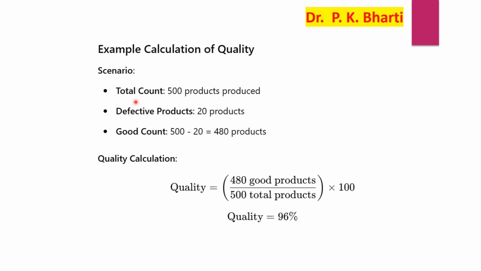Similarly, we can see the example calculation of quality here. Suppose in a production process, total counts produced are 500 products. Defective produced are 20 products. Good count is 500 minus 20, that is 480 products are good products or acceptable products. Now quality will be good count upon total count, that is 480 upon 500 into 100, that is quality is 96%. Means 96% of the items meet the specified standards.